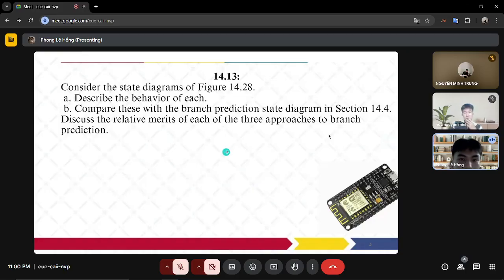14.14. Consider the state diagram of figure 14.28. Describe the behavior of each. Compare this with the branch prediction state diagram in section 14.4, discussing the relative merits of each of its three approaches to branch prediction.